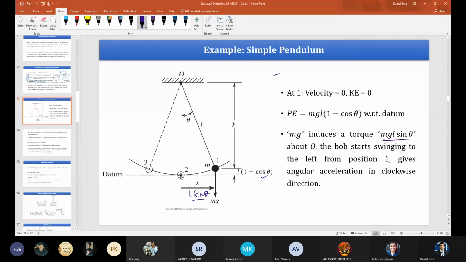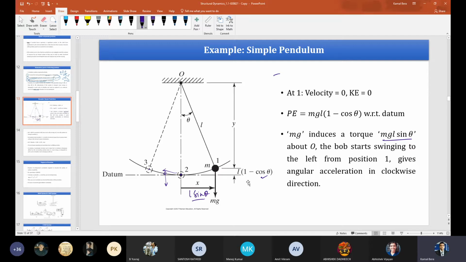Since there is kinetic energy, it will not stop at position 2, and it will continue to move. However, as it moves from position 2 towards position 3, the weight is acting like this, and there will be a counterclockwise torque, so there will be deceleration. At point 3 the velocity will be 0, and again the potential energy is maximum. This continues to happen, and the bob oscillates.